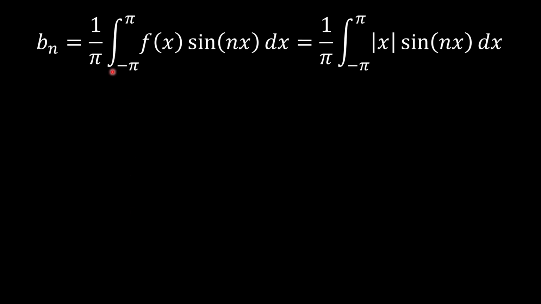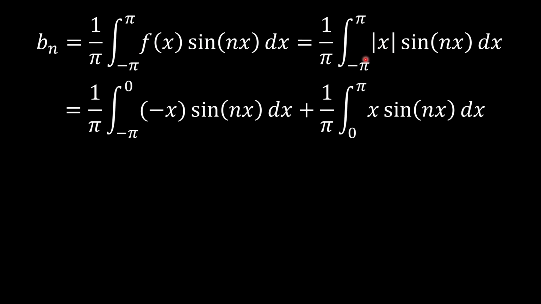bn is 1 over pi times the integral from negative pi to pi of fx sine nx. And when we put this in here, it means that in the negative side of things, we have negative x to make it positive. So when x is negative, we have to append a negative sign so that the absolute value becomes positive. And that's what we've done, and we've separated our integral into two components, from negative pi to 0 and from 0 to pi.